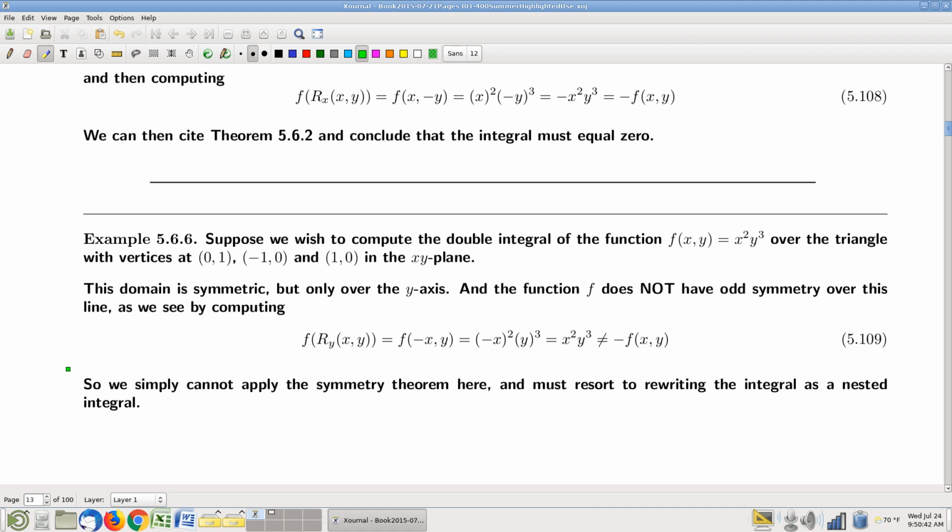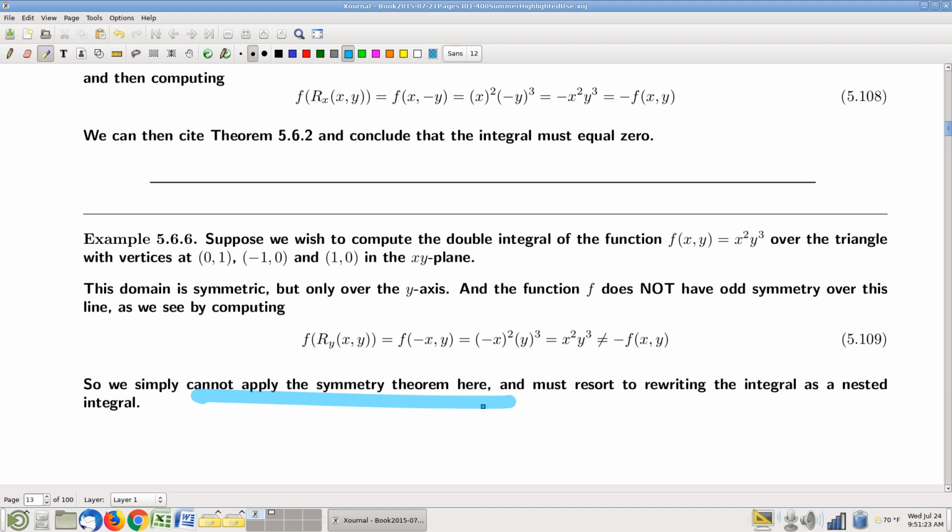Just noticing, can we use a different line? We do have that symmetry of the domain, but it's over the y-axis. Reflecting over the y-axis gives you a minus sign on the x-coordinate, and we've already talked about how that minus sign on the x-coordinate just gets squared away. And so it does not give you odd symmetry. This function is not odd over the symmetry of the domain. So, can't do it. Be really, really careful with this. Again, it's a very dangerous scenario.